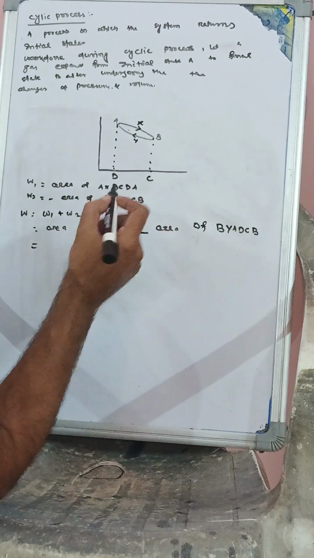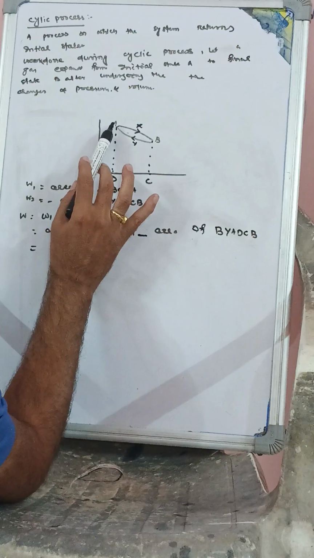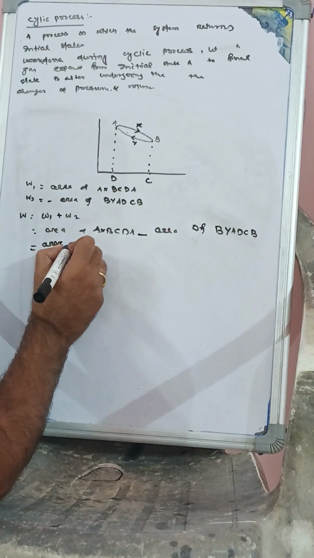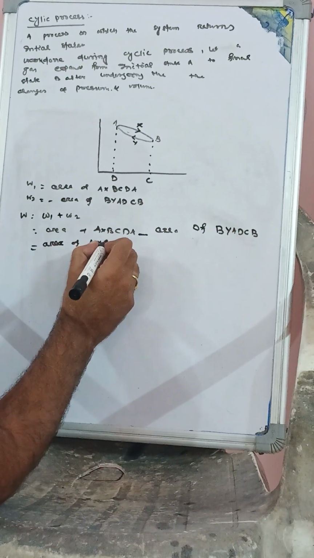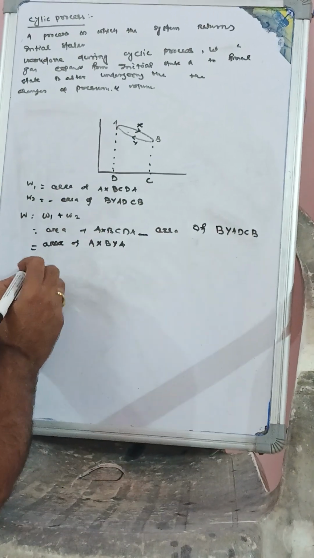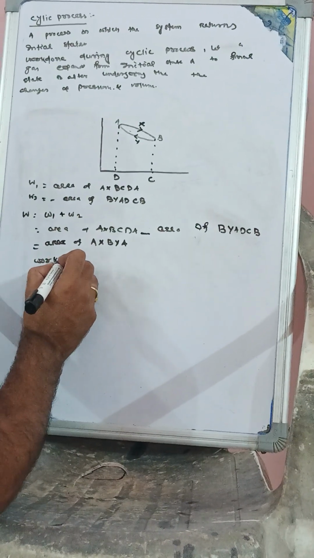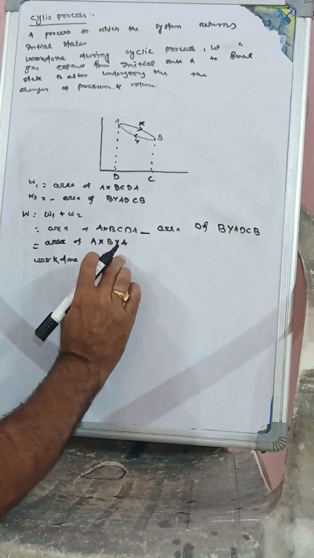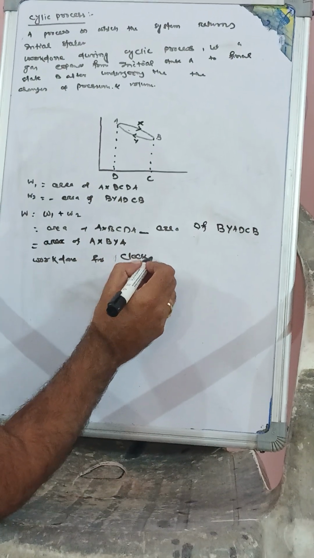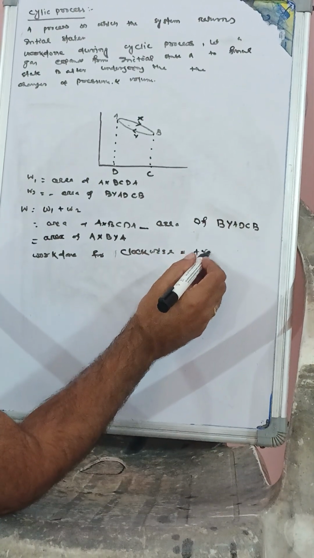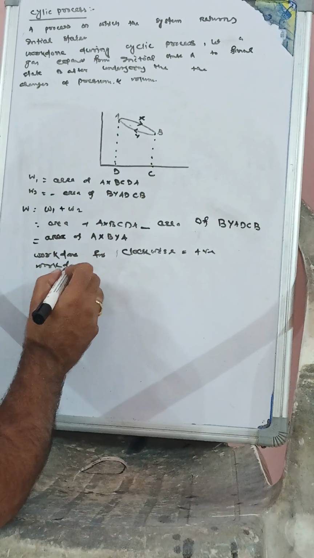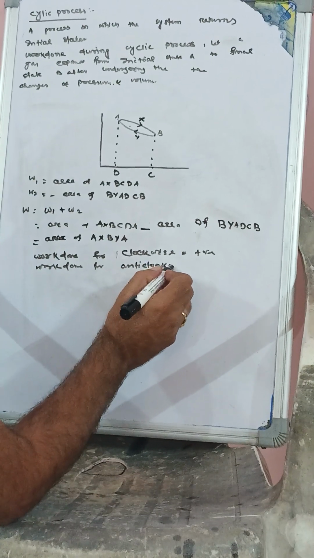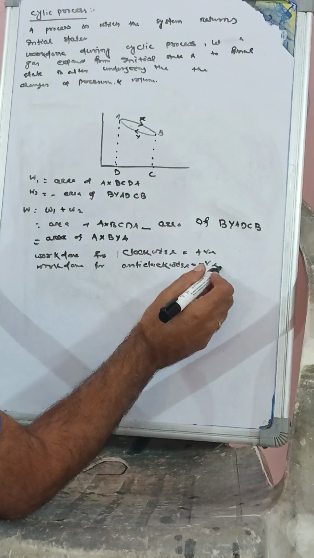Okay, then we get what? Area of AXBYA. For work done for clockwise, that is positive, and work done for anti-clockwise, it is negative.